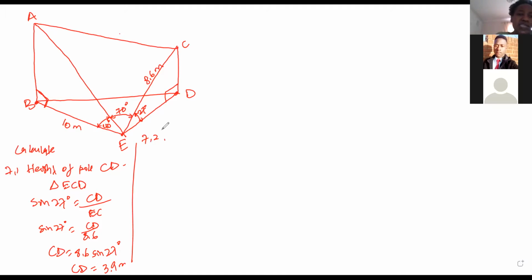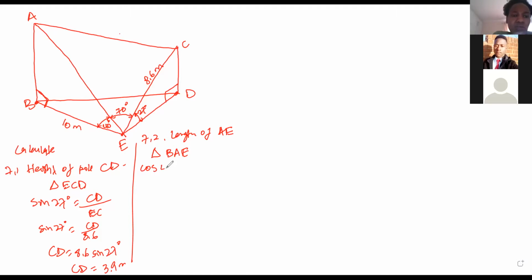Calculate the length of cable AE. Where is AE? AE is in triangle BAE. You see that triangle is also a right angle triangle, and we also have a given angle. We have one side, so we can use a cosine function.